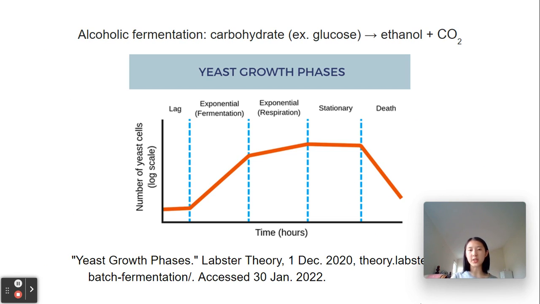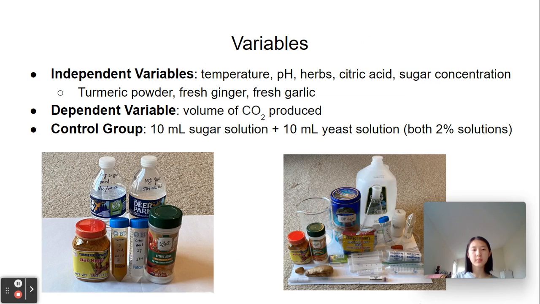Through alcoholic fermentation, yeast break down carbohydrates, such as glucose, into ethanol and carbon dioxide. The yeast growth phases are shown below. They are lag, log or exponential phase, stationary, and death phase.